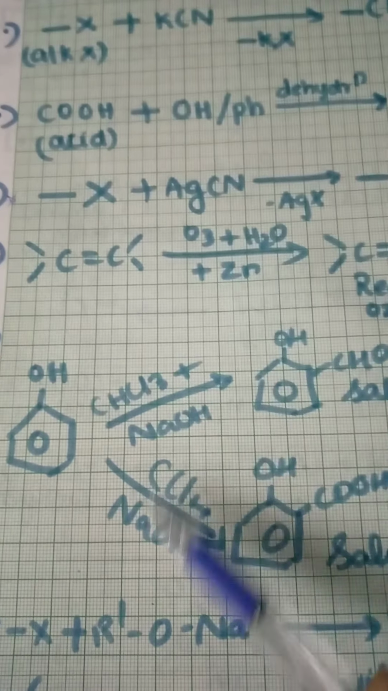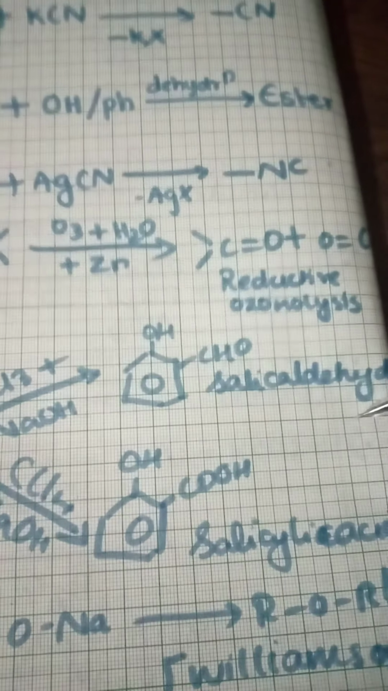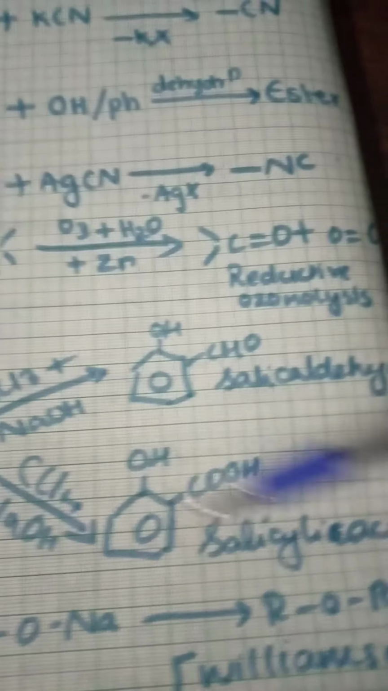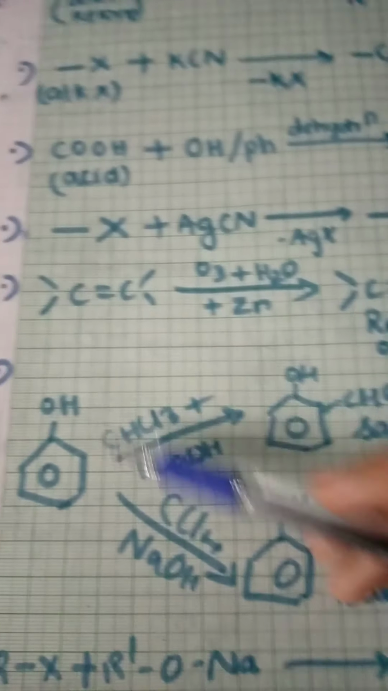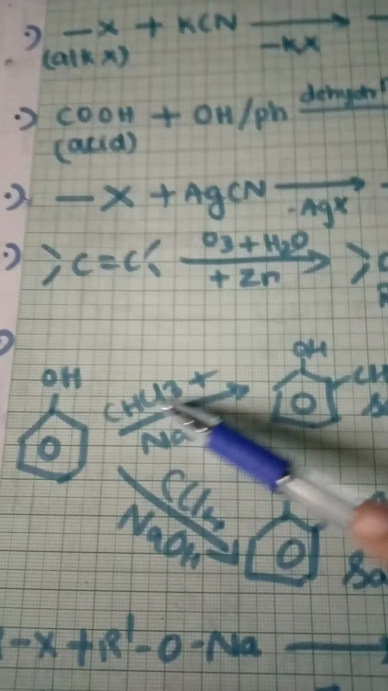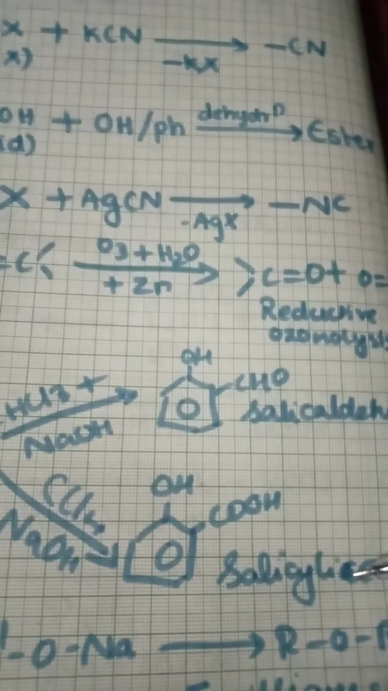And this phenol on reaction with CHCl3 and NaOH, when I use CHCl3 I will be getting salicylaldehyde, but if I use CCl4 I will be getting salicylic acid. Okay, that's the difference. You have to remember, phenol in presence of CHCl3 we will be getting aldehyde, CCl4 acid.